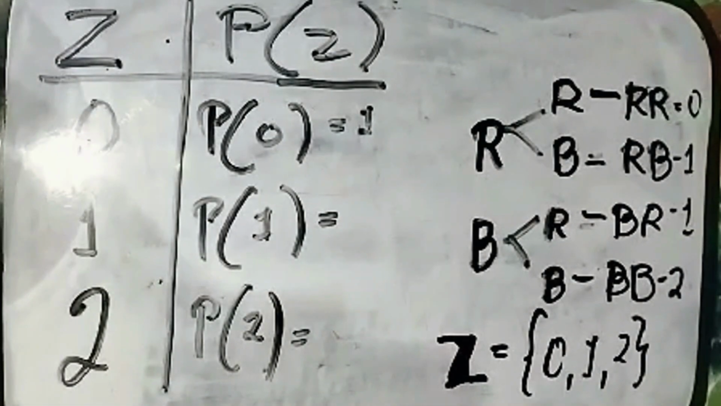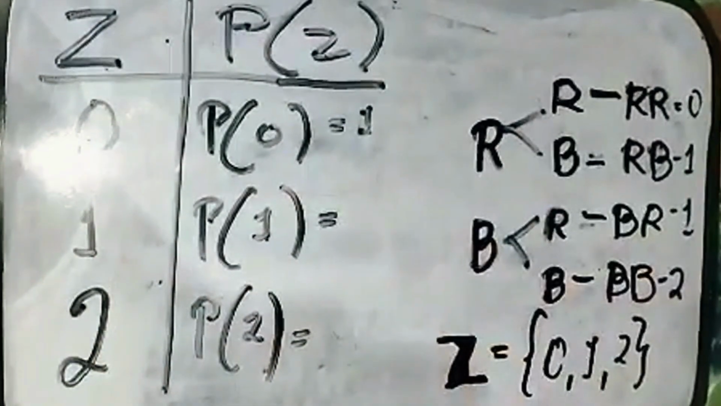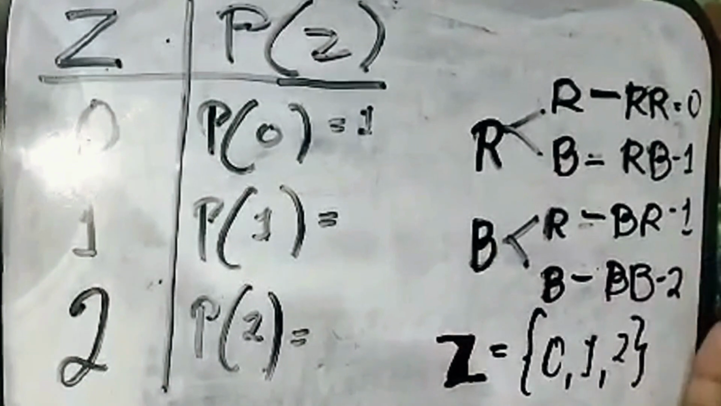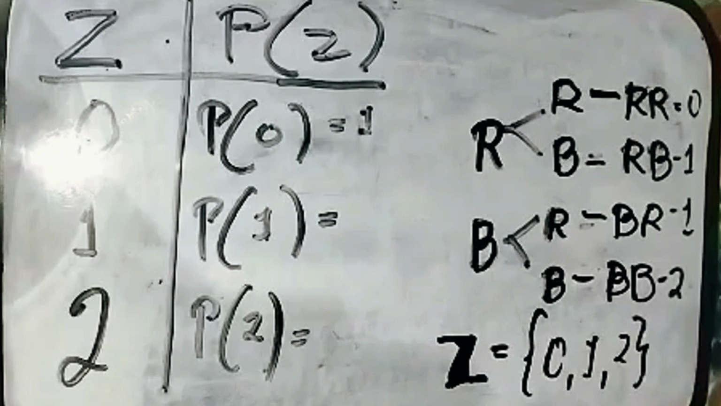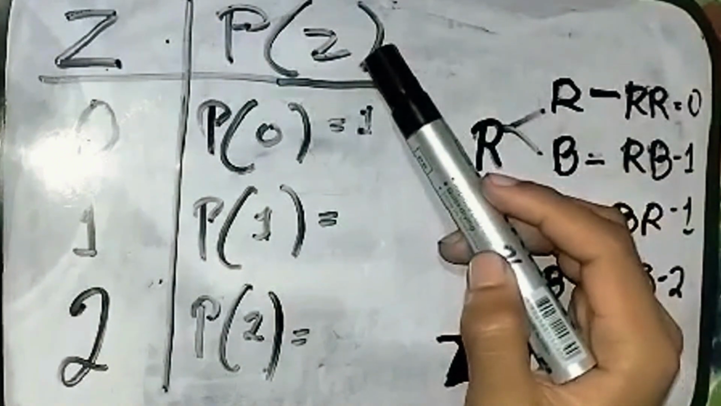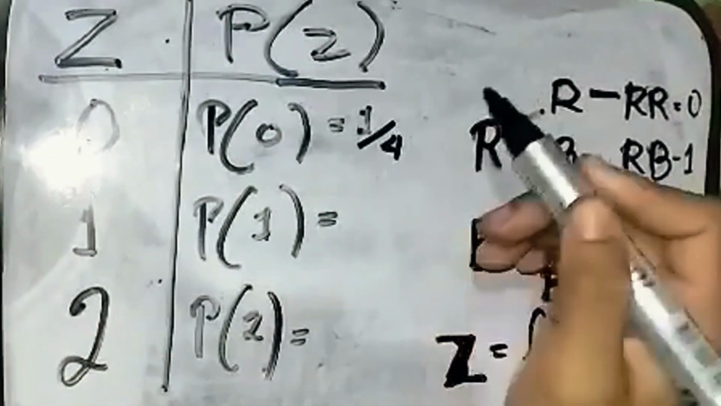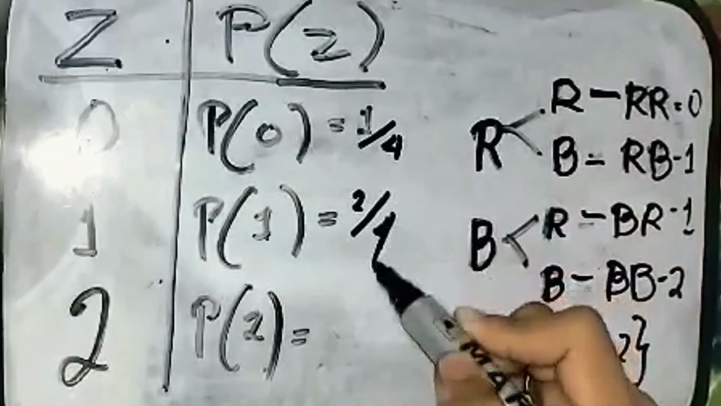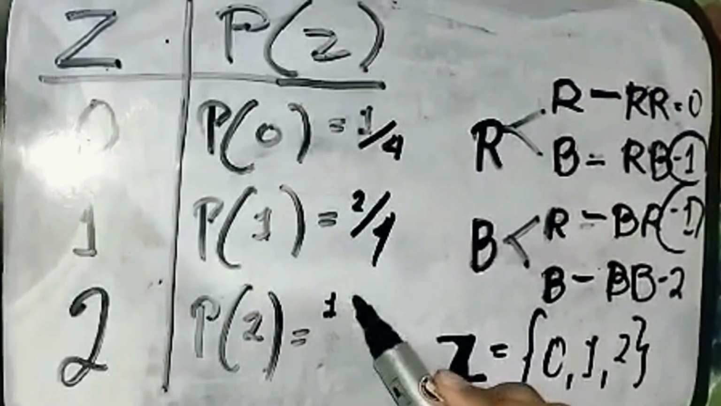In order to answer that problem, we're going to put our data onto the table. The z represents the number of blue balls. As we have seen in the listing method, we have the probability of getting blue balls 0, 1, and 2. And the probabilities of z are 1 over 4, 2 over 4, since there are 2 in our listing method, and 1 over 4.